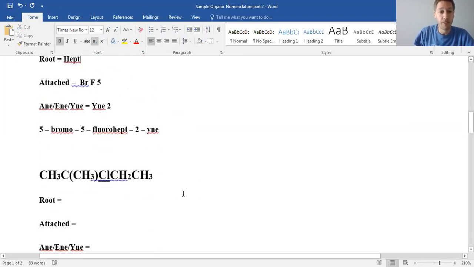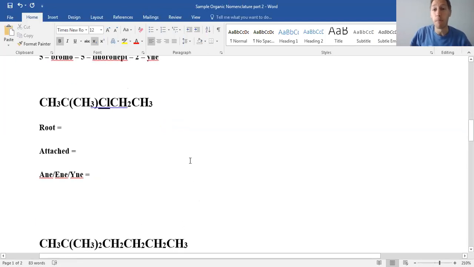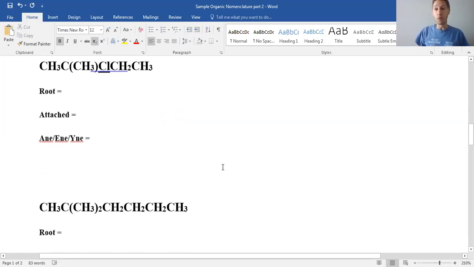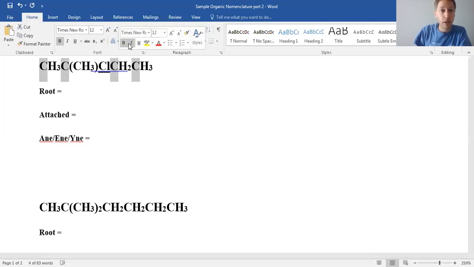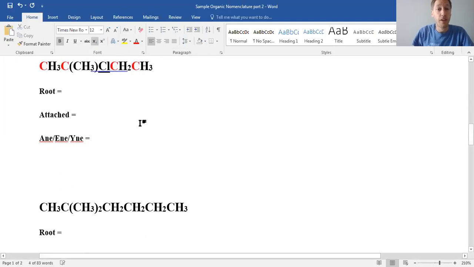All right. Sometimes you're going to see parentheses on there. If you see parentheses, they denote that you have a branch. Whenever you see parentheses in the condensed formula, it's telling you that we have a branch coming off it. So when you count the root of the name, they don't count. So this guy here, we actually have just 4 carbons. And it's kind of hard to see, but this is a Cl. I underlined it. That's a chlorine.